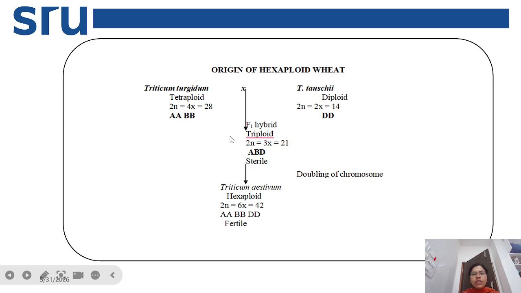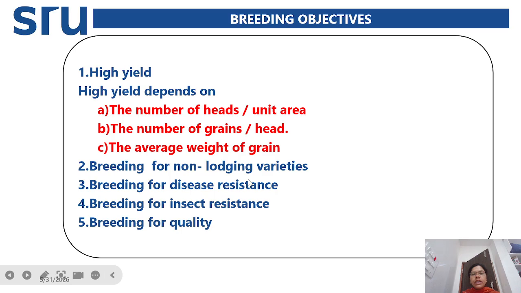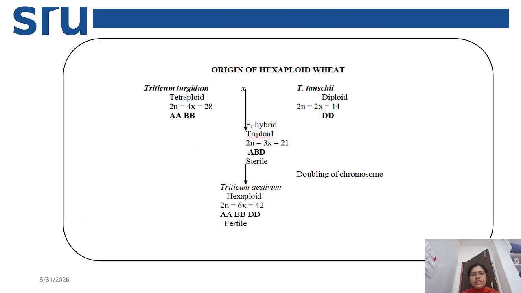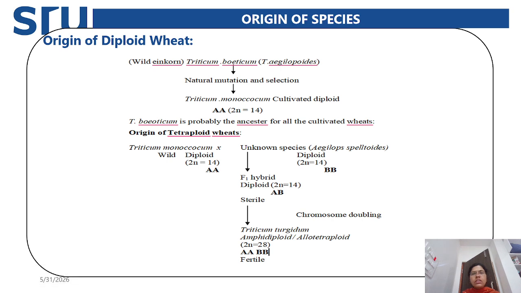This F1 hybrid is sterile. So chromosome doubling was done with colchicine treatment to get the fertile hybrid, that is a hexaploid, and we got Triticum aestivum, that is common bread wheat, a hexaploid having the chromosome number 2n equal to 6x equal to 42. So here the genome gets doubled, that is AA, BB, and DD. This is fertile. So these are the three. This is the origin of the wheat species.